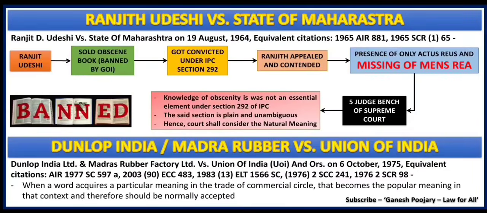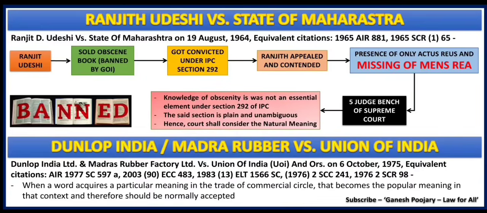The sixth case that we are discussing is Ranjith Udeshi versus State of Maharashtra. Ranjith Udeshi had a book stall and he was selling different books, and one day he got caught by the police for selling an obscene book or a book which is banned by the government of India. Later, he got convicted under IPC section 292, and Ranjith contended that to consider anything a crime, there needs to be mens rea as well as actus reus.